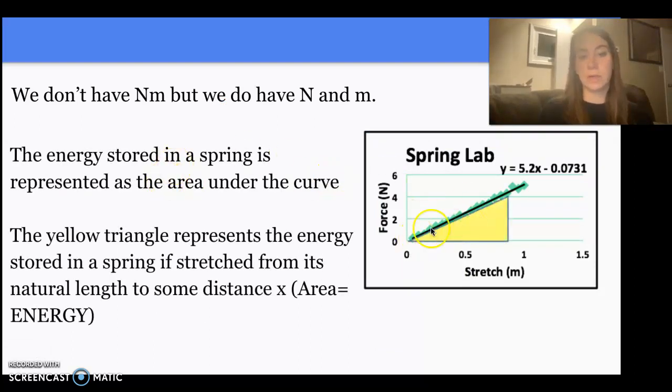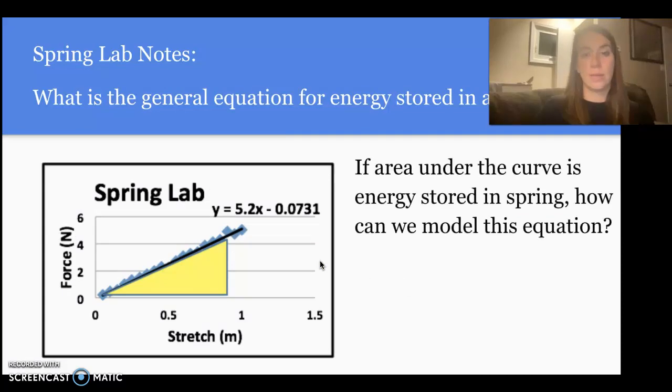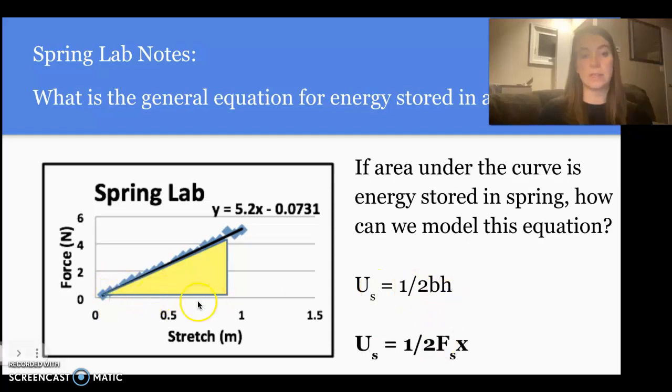The energy stored in a spring is represented as the area underneath the line here. So thinking back to Unit 1, when you guys had Mr. G, you talked about area. We're going back to area. So on a force versus stretch graph, the area tells us the energy stored in the spring, the Us, the spring potential energy. So we could model that by 1/2 base times height. The base is the stretch. The height is the force of the spring.